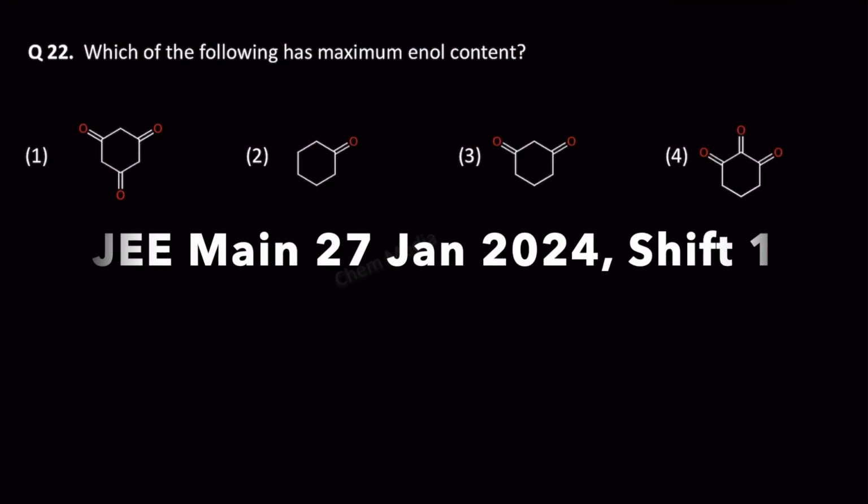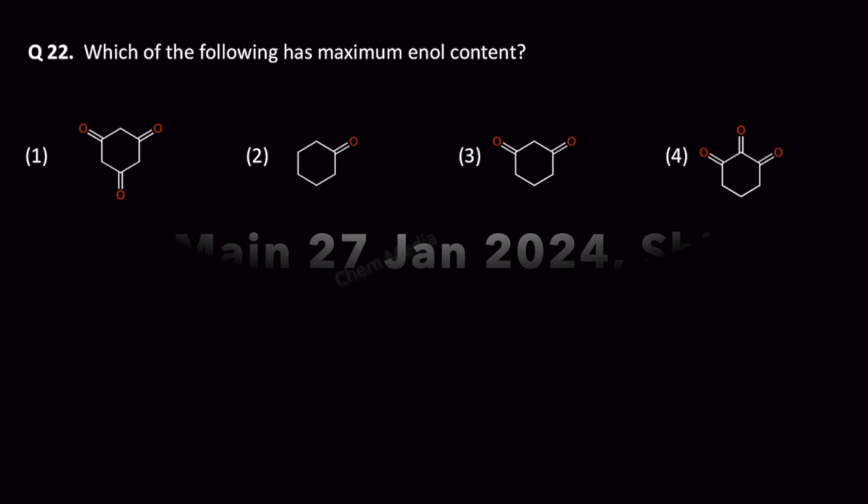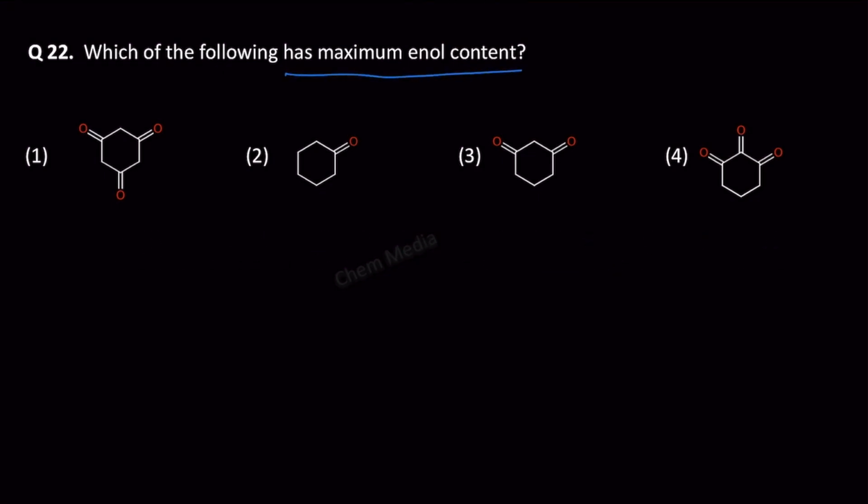Hello everyone, here is a question based on keto-enol tautomerism. Which of the following has maximum enol content? Keto-enol tautomerism depends upon how many alpha hydrogens are there. We have 3 alpha carbons. The carbon atom that is directly connected to the carbonyl group is called alpha carbon. So here we have 3 alpha carbons.